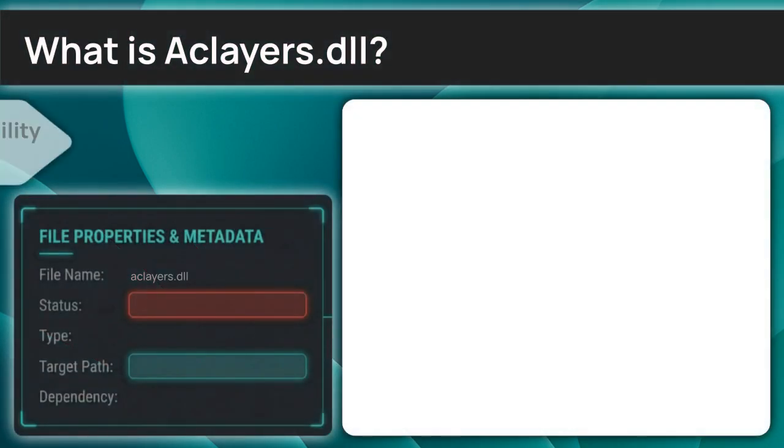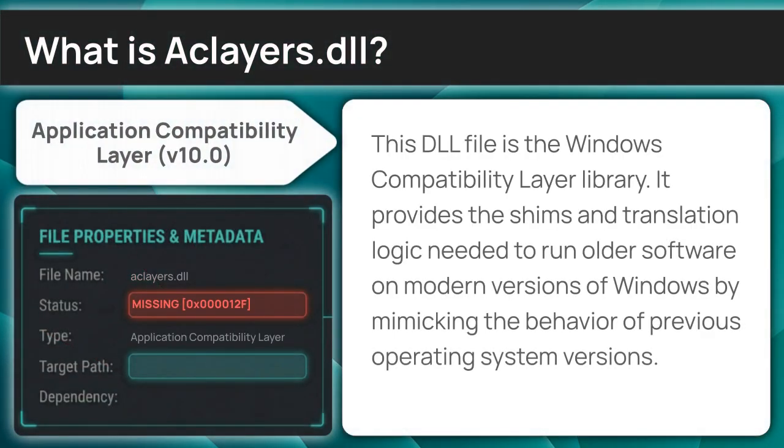This DLL file is the Windows Compatibility Layer library. It provides the shims and translation logic needed to run older software on modern versions of Windows by mimicking the behavior of previous operating system versions. Enough of the technical side, let's get these files back onto your system.